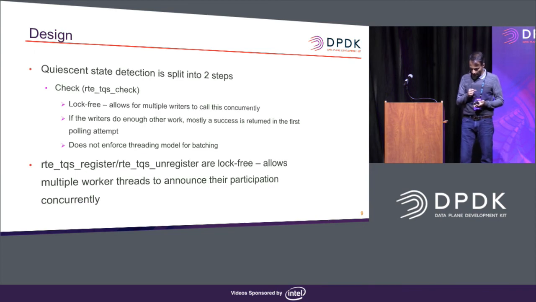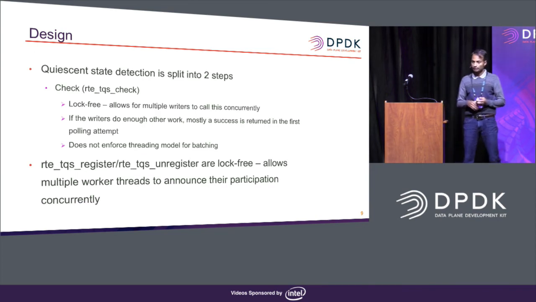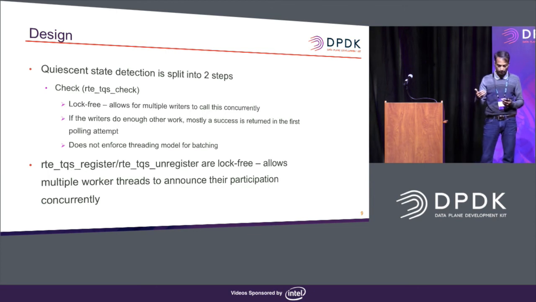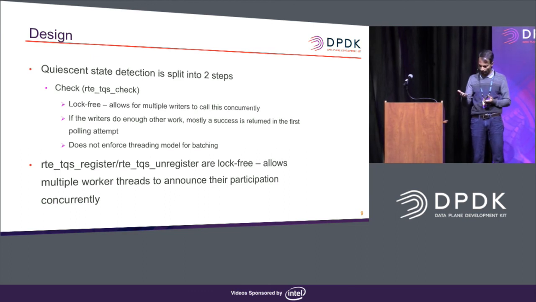Then I have the TQS register and unregister APIs. These are lock-free. So you get a packet from the event dev. Then you can say that, hey, I'm going to start reporting the status now. And then when you are done processing, you are going to go into that blocking call again. You can say that, hey, I'm not going to report the status anymore. So these can be called from the worker threads. They are very efficient and lock-free again.